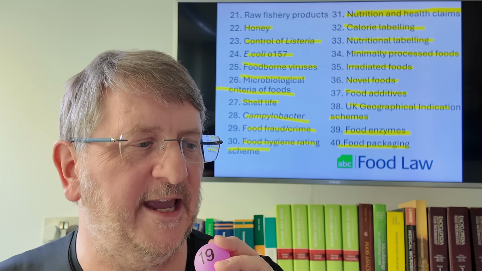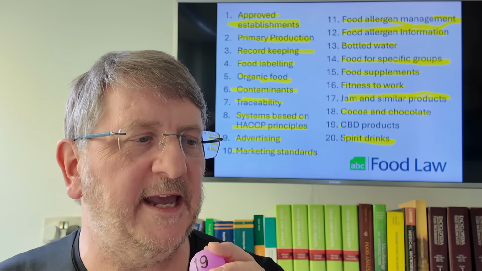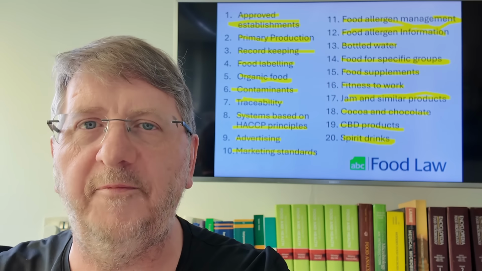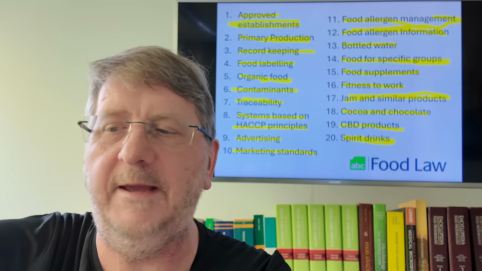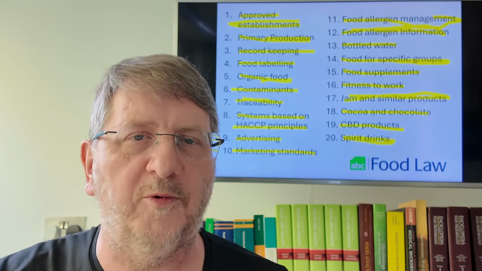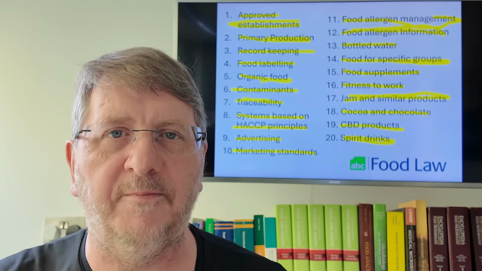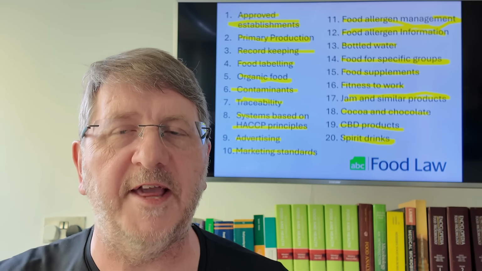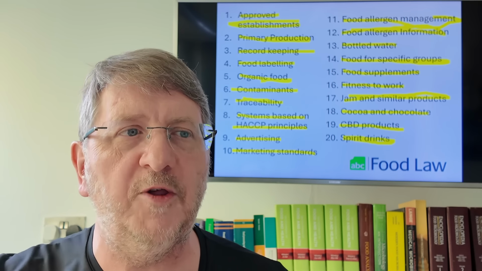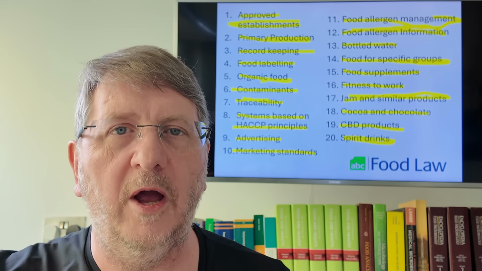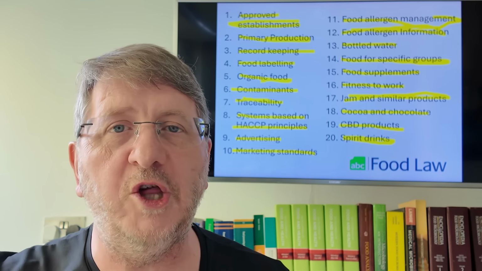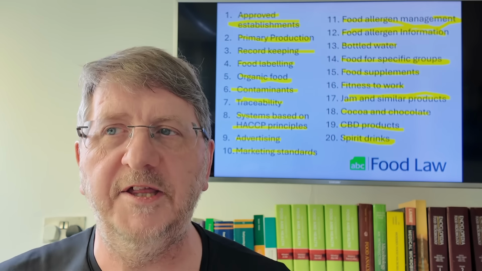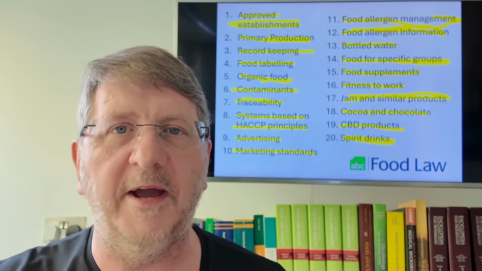Number 19 is CBD products. These are products derived from the cannabis plants. You'll see a lot of CBD drinks and supplements and all sorts of things out there. They're regulated products. They are novel foods. At the time of recording this video, the Food Standards Agency has drawn a line and said, right, anyone who's made an application for approval or authorization of a CBD product can continue to sell it on the market. But if they haven't made an application, they can't.